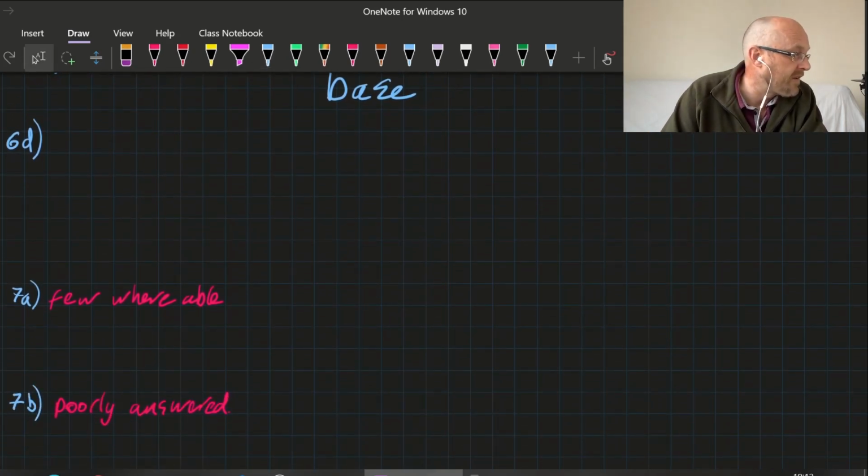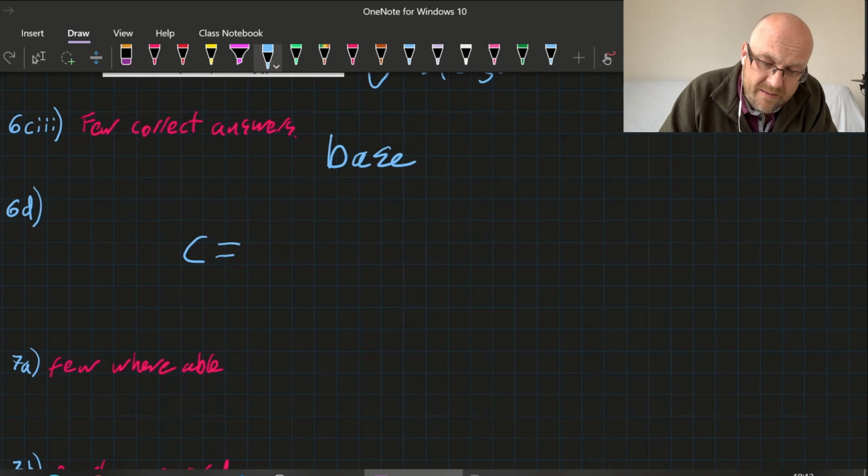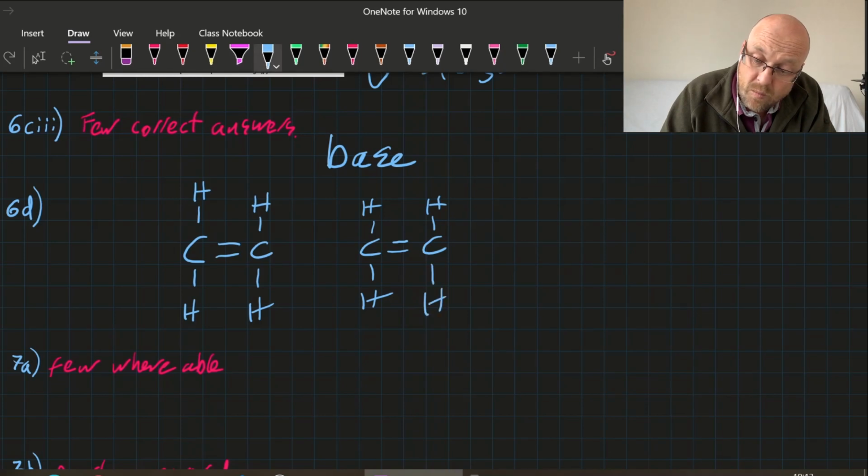6D, polymerization. Draw a section of the polymer. So I always like to start with ethene. I've got my 3 ethene molecules. Poly means many. Polydactyl, many fingers. Polytheist, many gods. Polyorchid, many testicles or ovaries. Polynomial, la-di-da. So I've got my 3 there.